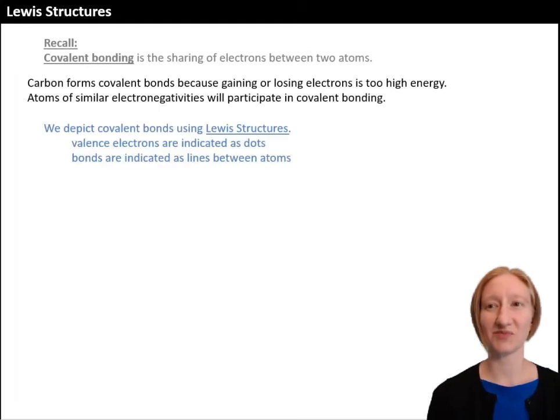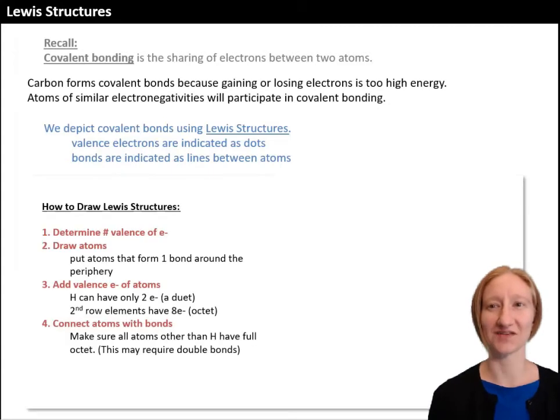We depict covalent bonds using Lewis structures. In Lewis structures, valence electrons are indicated as dots, and the bonds are indicated as lines between atoms. On the left here are the steps that you'll take to draw a Lewis structure from a formula. First, you'll determine the total number of valence electrons for all atoms in the molecule. Then you'll draw the atoms, and you'll put the atoms that form one bond, like hydrogen, around the outside edges.